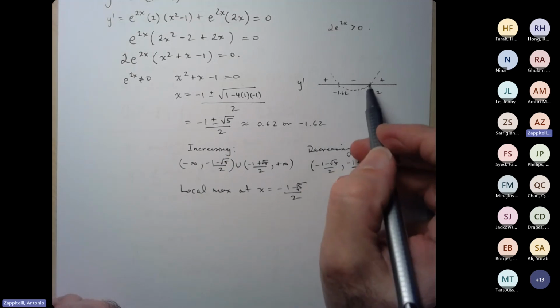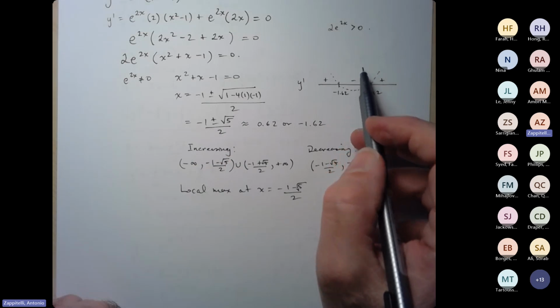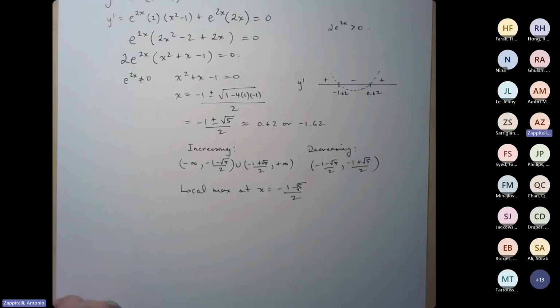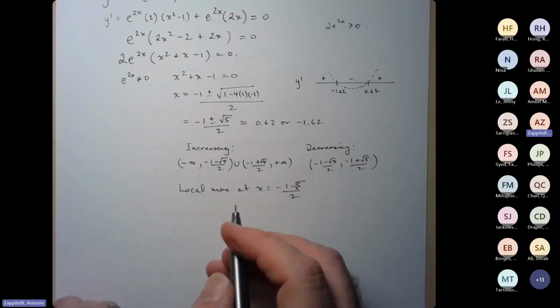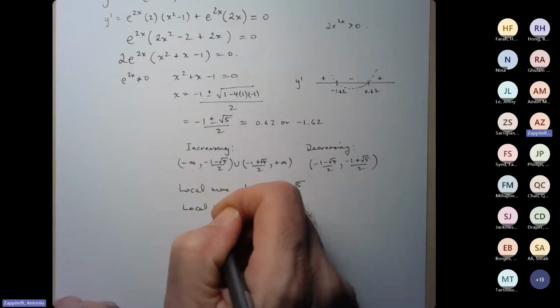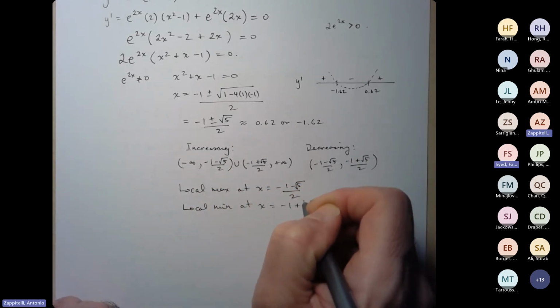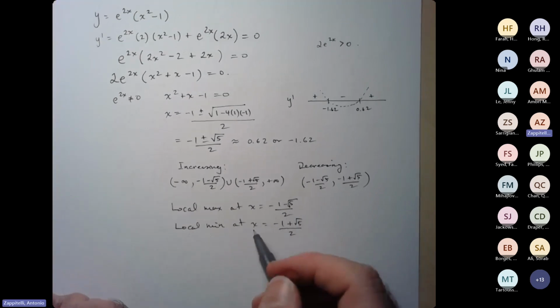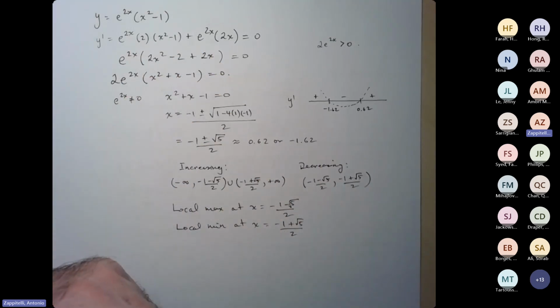And here the derivative is changing from negative to positive. So that means the function is going from decreasing to increasing. And so that means at this number here, we have a local minimum. So we have a local minimum at x equals -1 plus root 5 over 2. And if you wanted the y value, you'd have to stick it into the equation, but I don't think we're going to waste our time doing that.